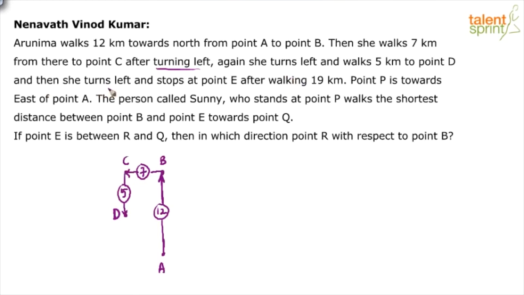We are at point D. Then she turns left, stops at point E after walking 19 kilometers. So from here, she has turned left. She covers 19 kilometers and stops at point E. This is point E.